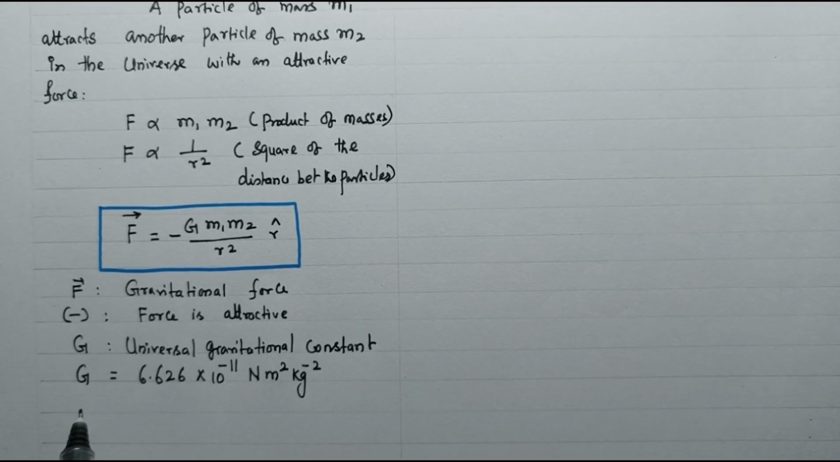Here r is the distance between the particles, r cap is the unit vector.